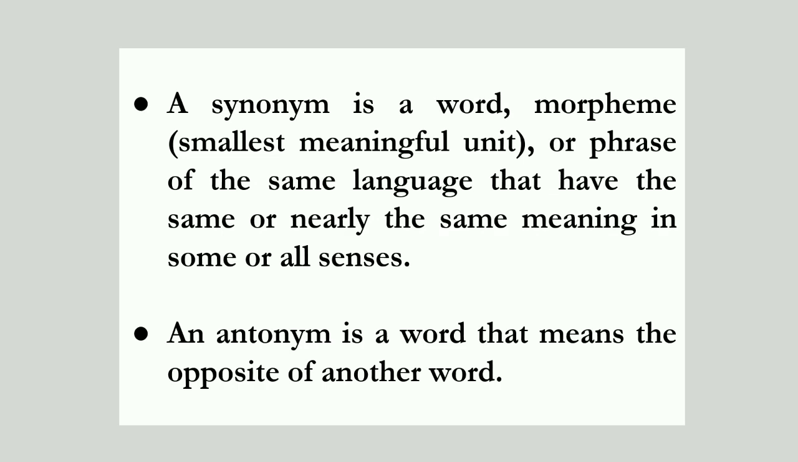A synonym is a word, morpheme, or phrase of the same language that has the same or nearly the same meaning in some or all senses. Morpheme means the smallest meaningful unit. So basically a synonym is a word that is equivalent to the target word, the words with almost similar meanings. And an antonym is a word that means the opposite of another word.